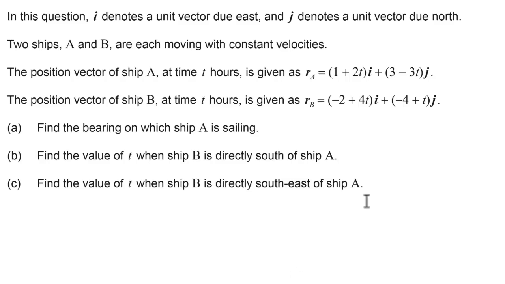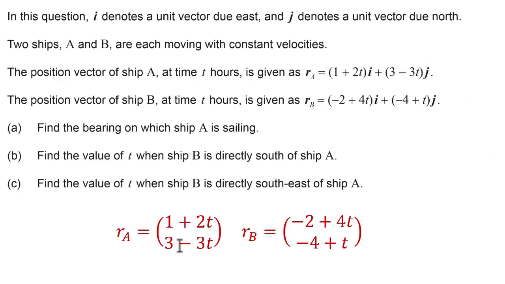This is a vectors question written in this ugly, ugly format. You should never use this. It does say in the question, but you should know that i means 1 unit to the right, j means 1 unit up. But when you see things written like that, you should just immediately get rid of it and replace it. So I've done that here.